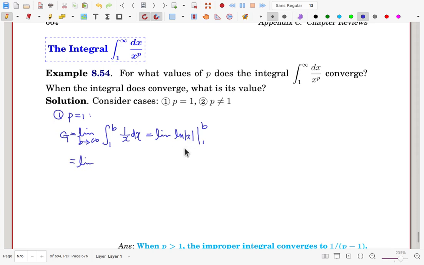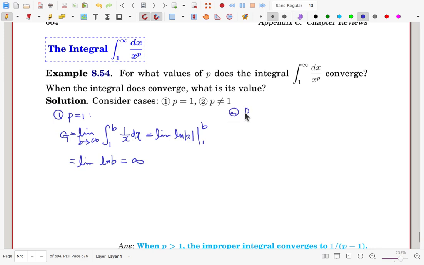Here, logarithm b minus logarithm 1, which is 0. Now, b is approaching infinity, so the value must be infinity. So when p is 1, the integral diverges. Now, how about the other case?